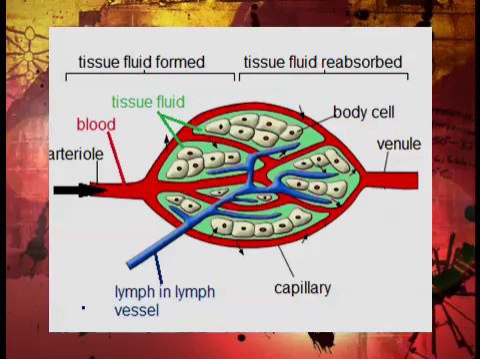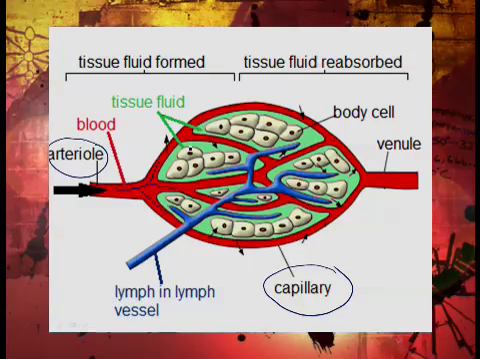We know that arteries, or small arteries called arterioles, bring the blood to a system of capillaries. Here we can see the artery splits up into a whole lot of capillaries, which we call a capillary bed. Now, these are the body cells lying in amongst the capillaries that require the nutrition and the oxygen that is being brought by this blood.